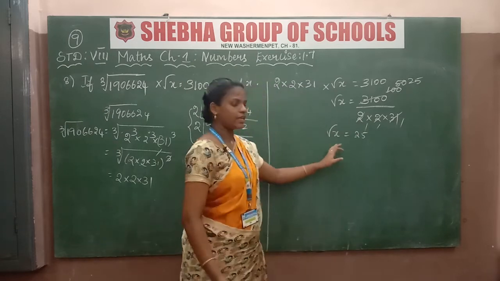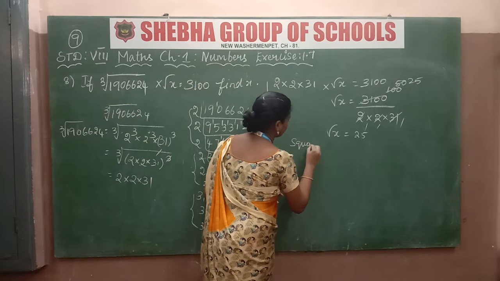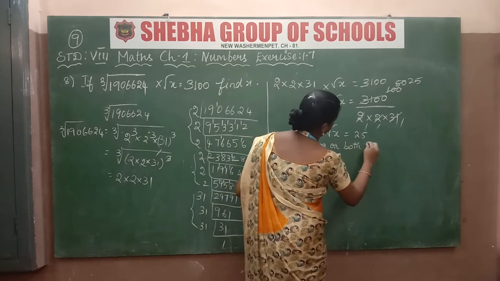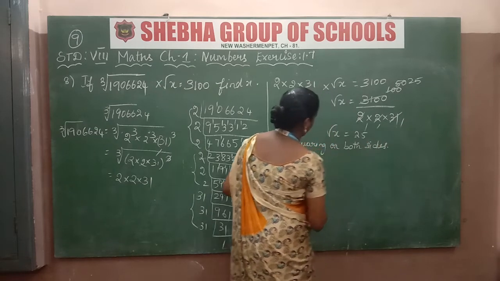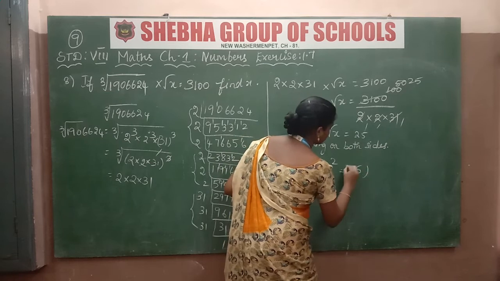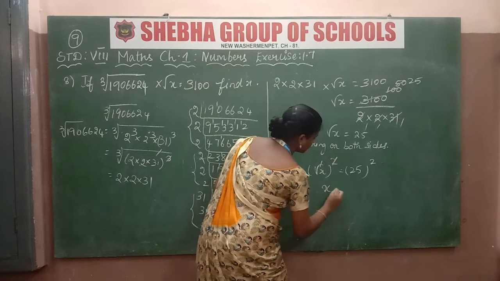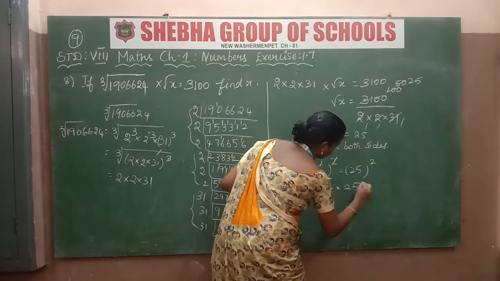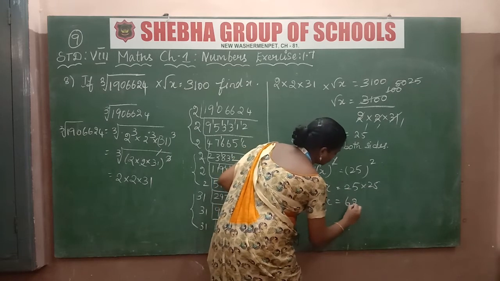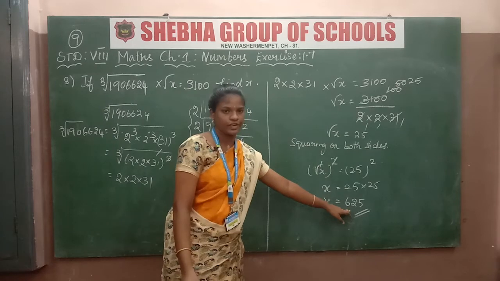Next we have to take squaring on both sides. We get squaring on both sides. So root x whole square is equal to 25 whole square. So the square and the square root should be cancelled. Then x is equal to 25 into 25. So the product of 25 into 25 is 625. Finally the value is x is equal to 625.